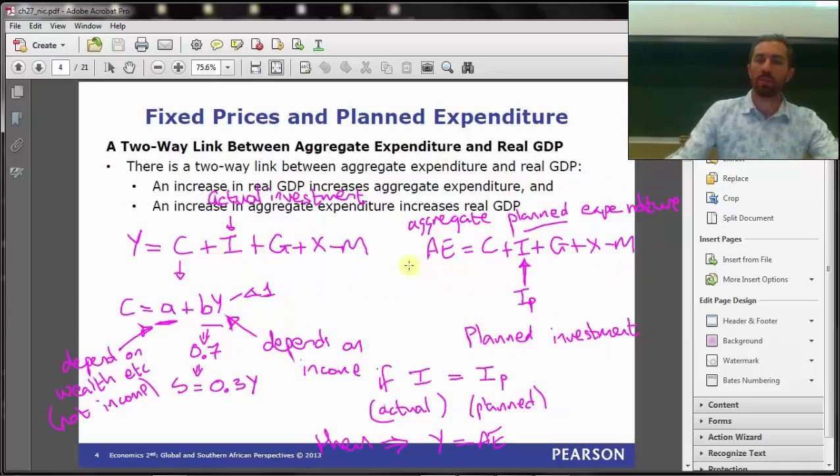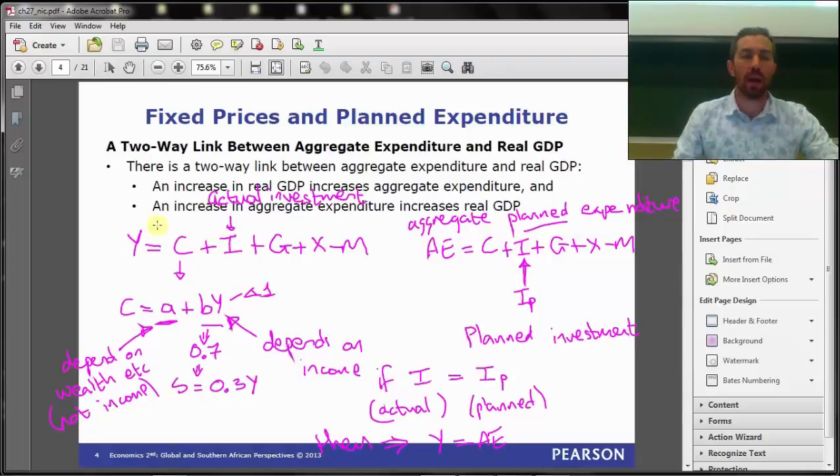So the distinction between aggregate planned expenditure, which we call AE, and the equation that we're used to seeing where output is equal to C plus I plus G plus X minus M, is that I in this equation may or may not be different to I in this equation. Okay? So I in this equation is what we would just call actual investment, whereas I in this equation is our planned investment. If our actual investment equals our planned investment, then we will have a situation where output equals aggregate planned expenditure.